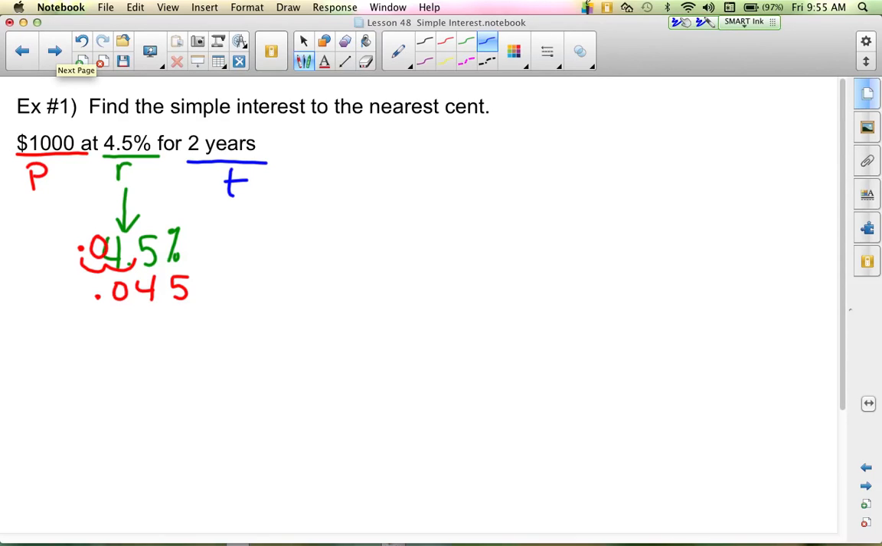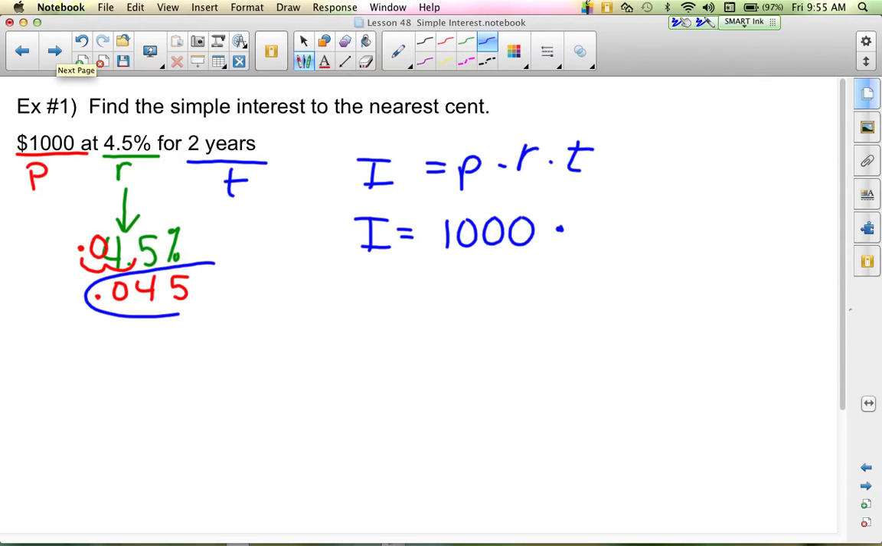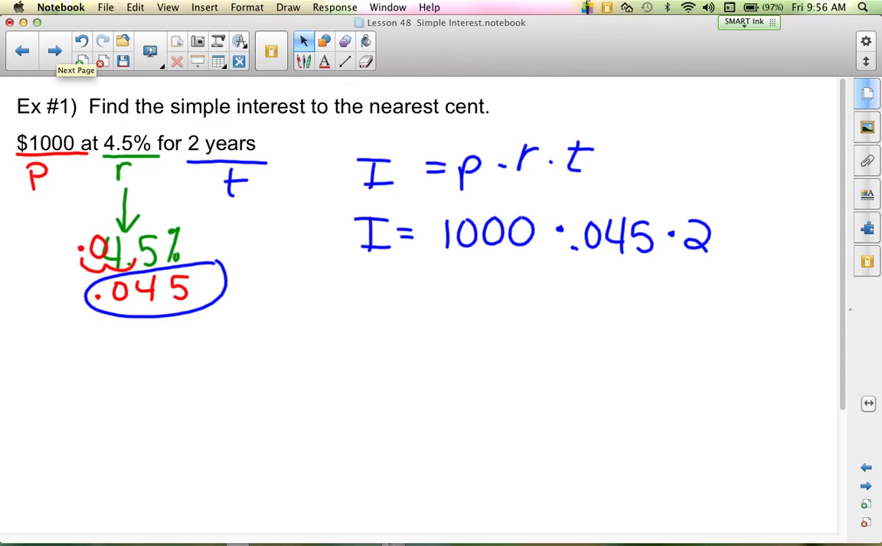All right, so now we're ready to go ahead and use our formula. Remember, it's I equals P times R times T. So my interest is equal to the principal, which was 1,000, times the rate. Now remember, I need to use the decimal for the rate, not the percentage, so the decimal is 0.045, times the amount of time. How long do I leave it in there? 2 years. Of course you're going to have to use a calculator for this. I can't do this in my head, and I don't expect you to.